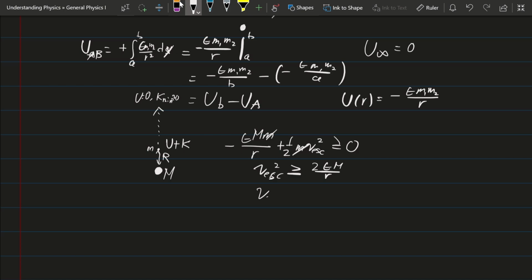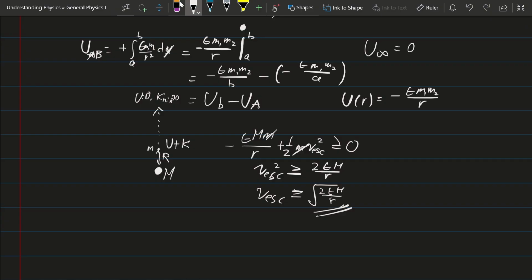And so if you basically take the square root of this, it will be the square root of 2GM over r, where the v should be positive. And so this is what we call the escape velocity. Technically this should be an equal sign, but any velocity higher than the escape velocity will also escape the gravitational well with an extra amount of velocity to go elsewhere.